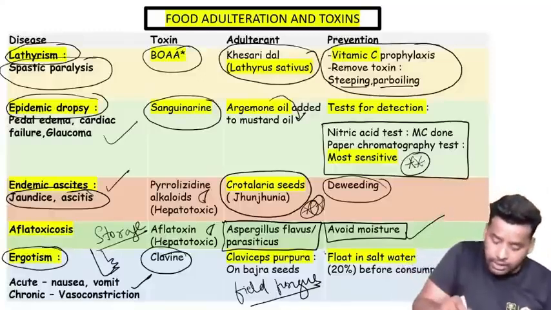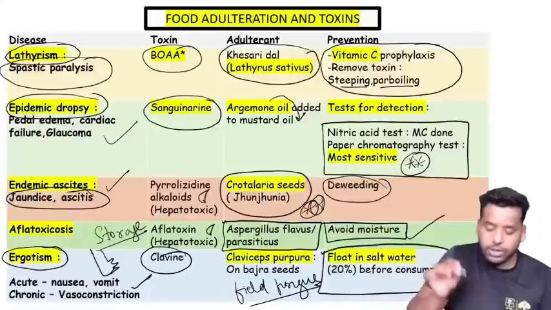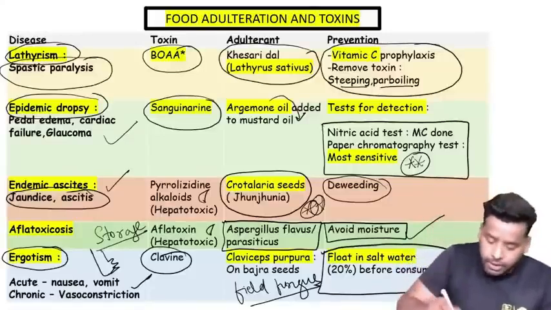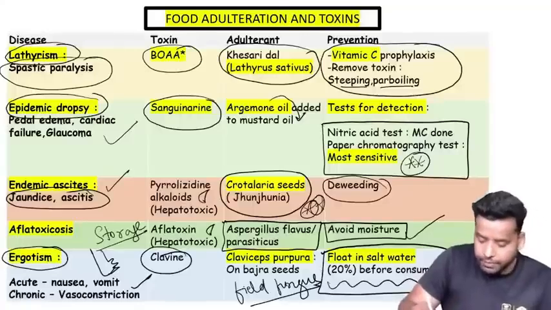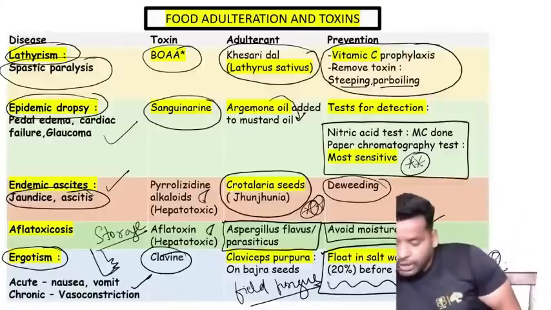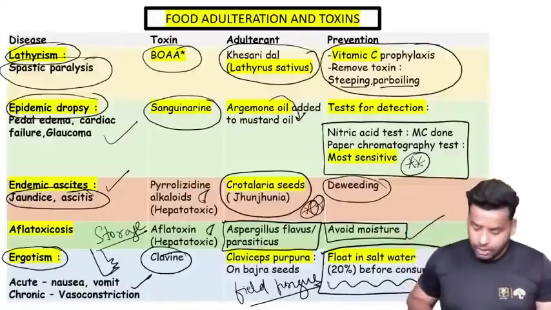That is why we ask, float those grains, float those seeds in 20% salt water. Highlight this word. This will separate the fungus. Salt flotation technique is used to prevent ergotism.